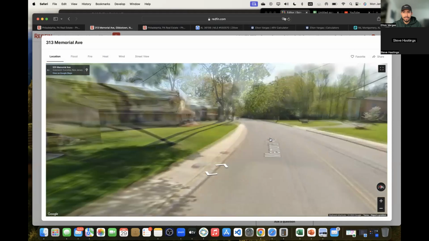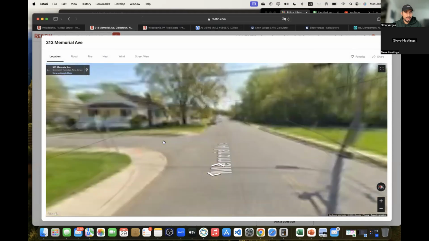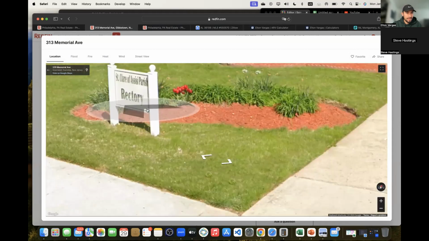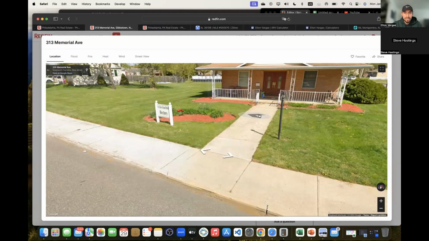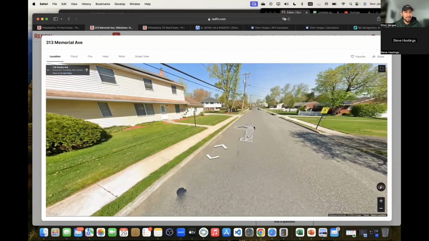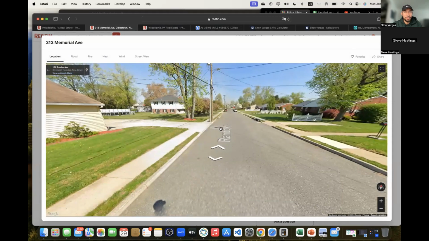Where's the home? Oh, right here. So this is the home right over here, but it looks like it's, what is it? A rectory. Oh, okay. And so maybe that's why too. So it's not even a regular home, it's a rectory, whatever that means.